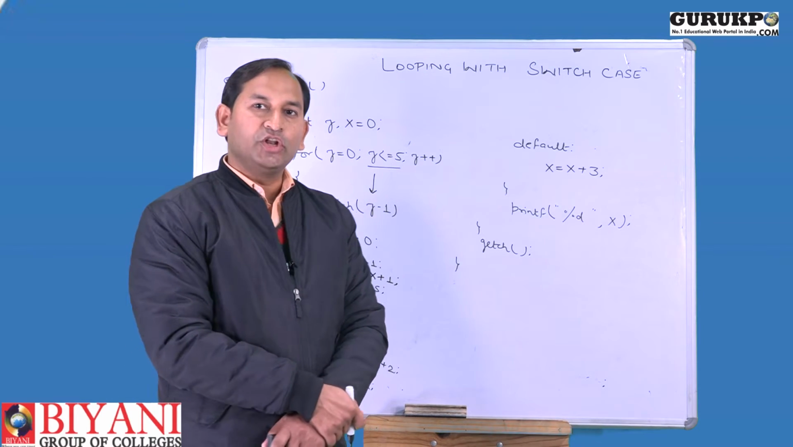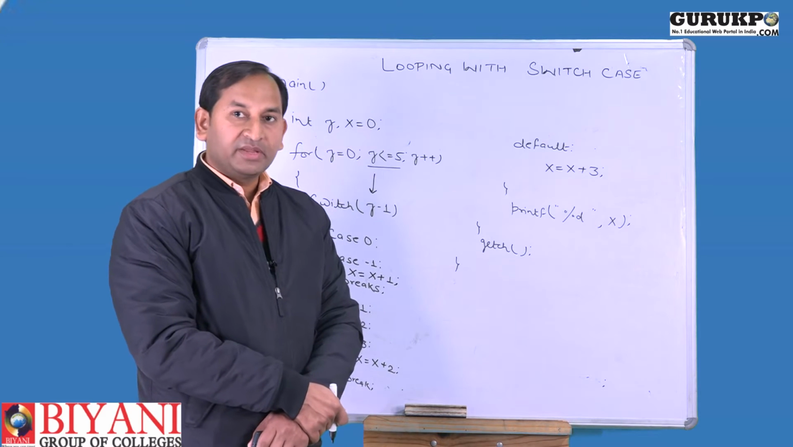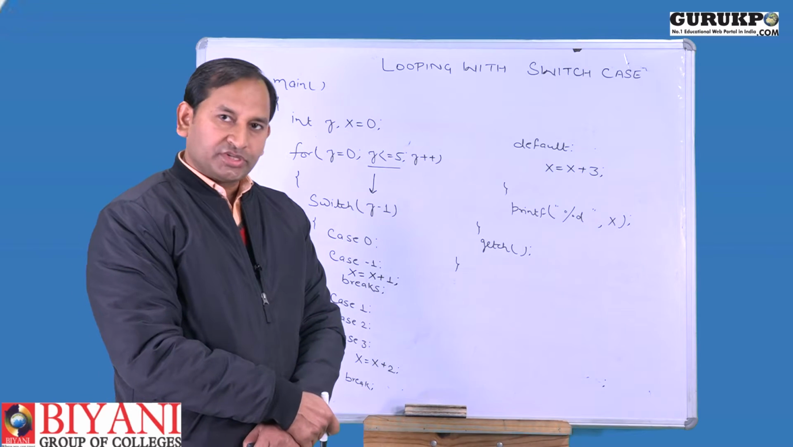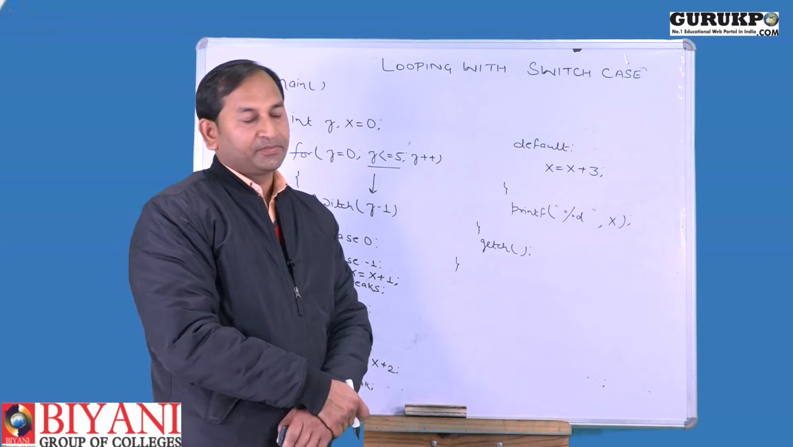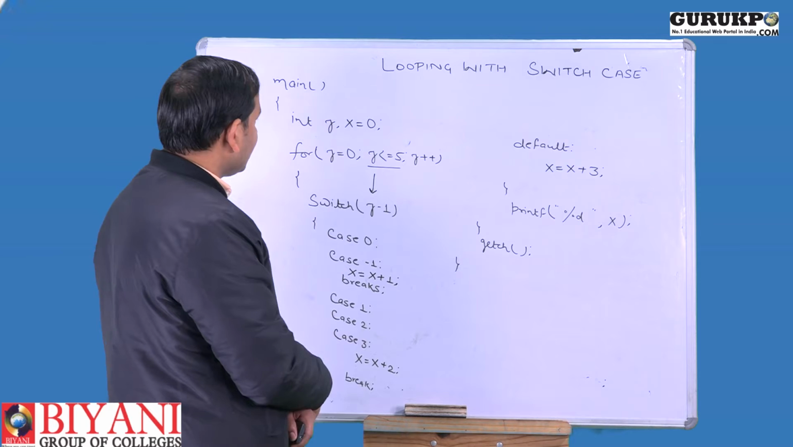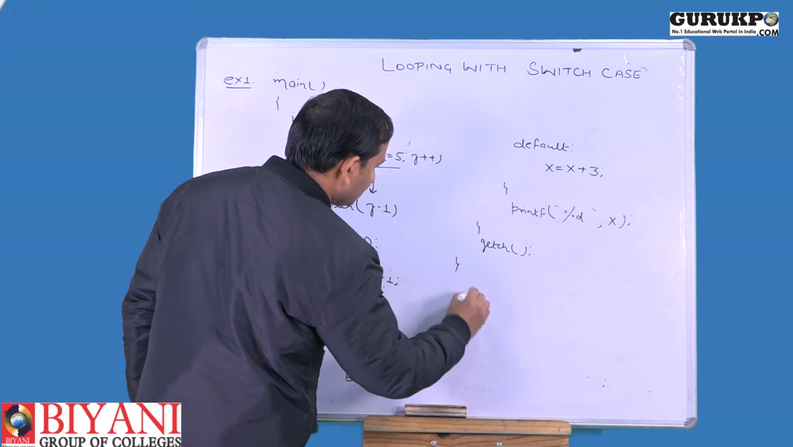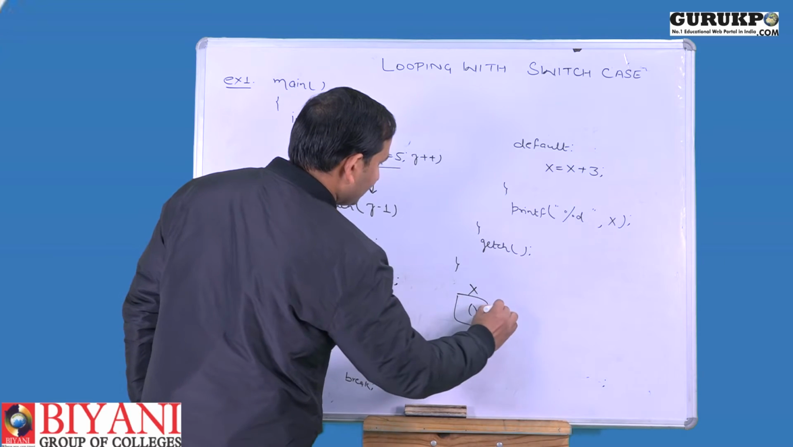Today I deliver a video lecture on looping with switch case statement. In the previous lecture we have already discussed switch case statement. Now we are using looping by taking this example. In this example we have two variables, x variable whose initial value is 0, and j variable.